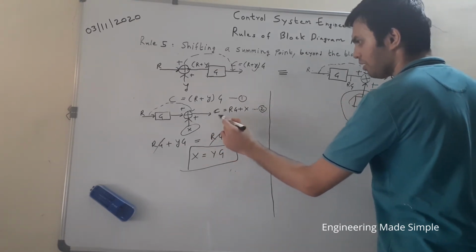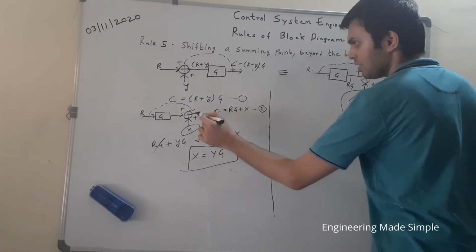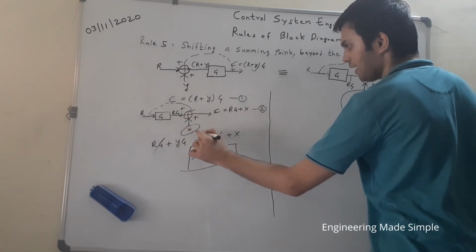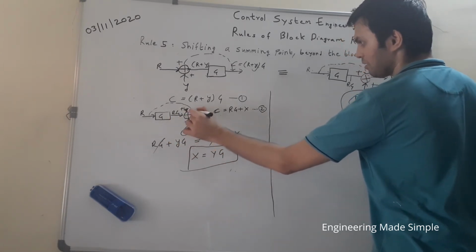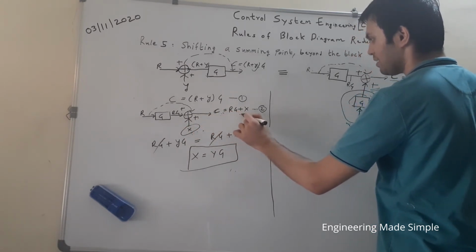So what will be the output when we are manipulating it? So this X will be as it is. So at this stage the output will be R into G, and it is added with the signal X because summing junction polarity is positive. So final output would be C is equal to RG plus X.